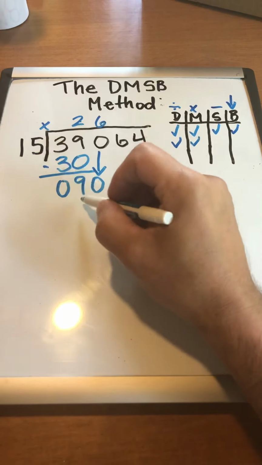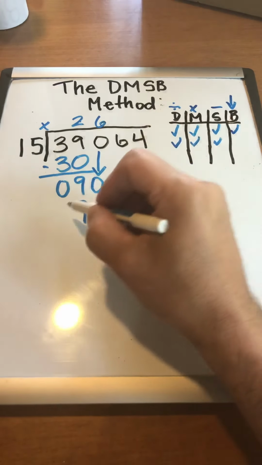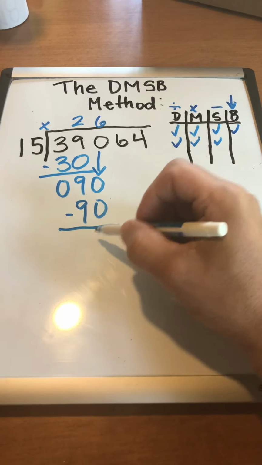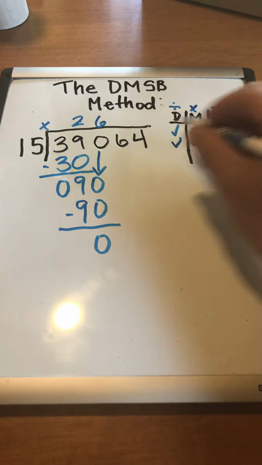Now it's time for a multiply. 6 times 15, as I just said, is 90. Subtract. 90 take away 90 is 0. And now it's time to bring down.